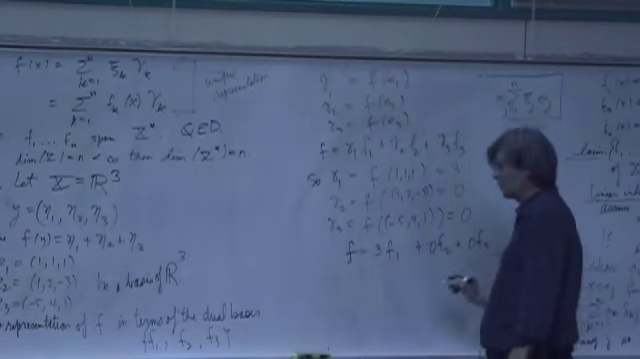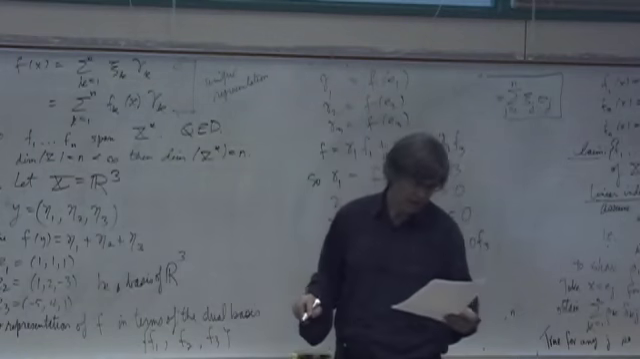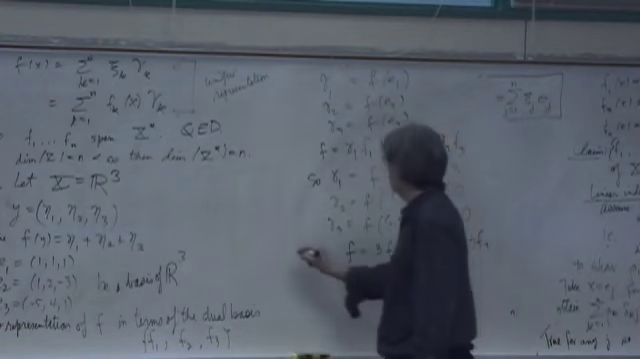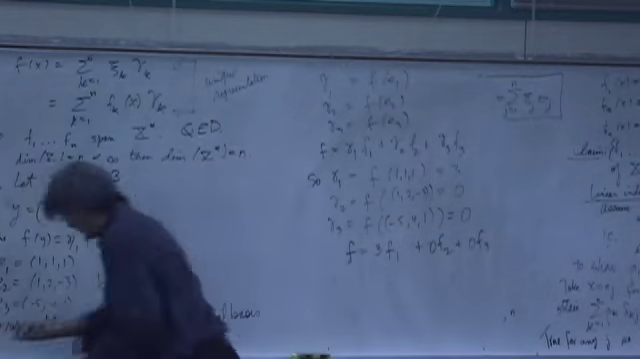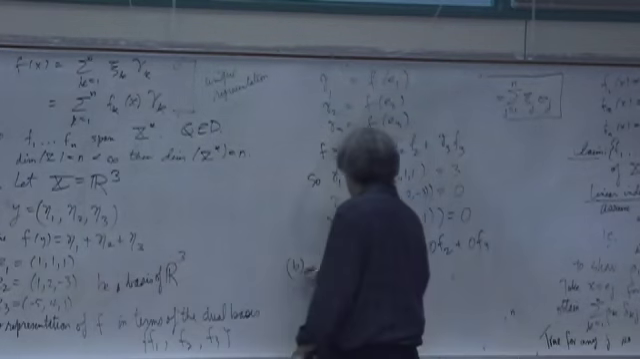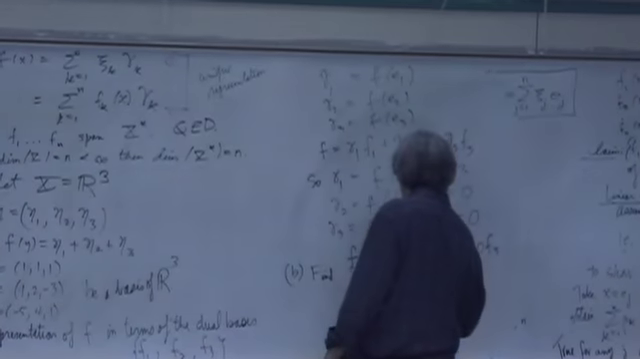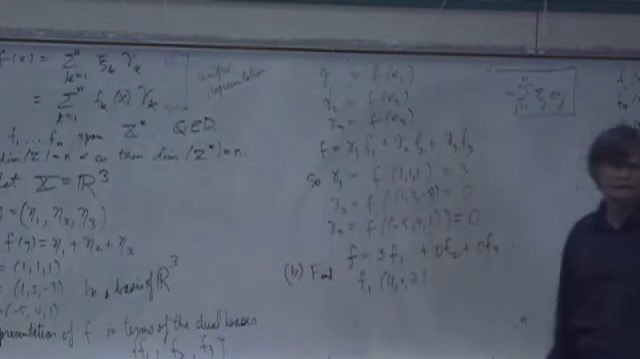Okay, let's do something a little bit more interesting. How about if I wanted to find f1 at the vector 1, 0, 0? So this is part A. B. Find f1 at the vector 1, 0, 0. How do I do that?